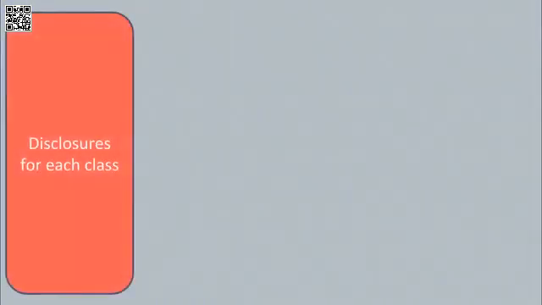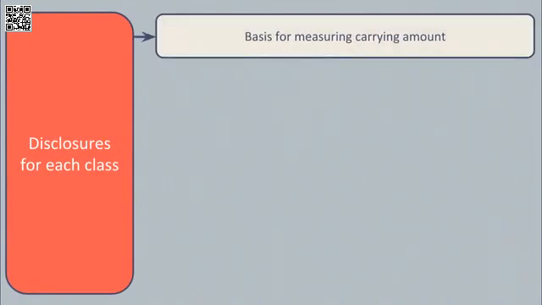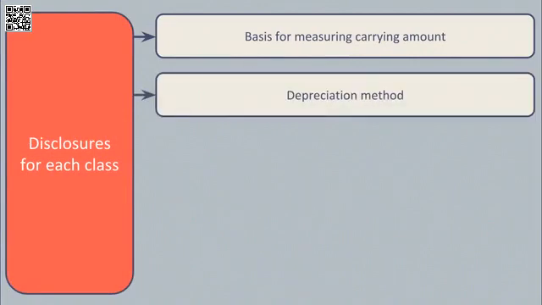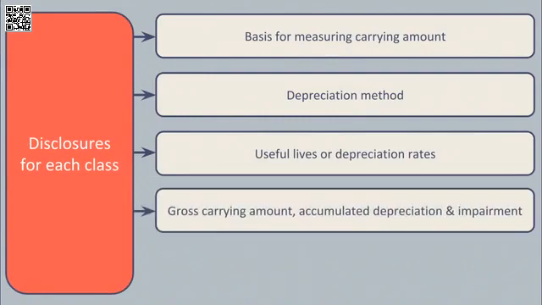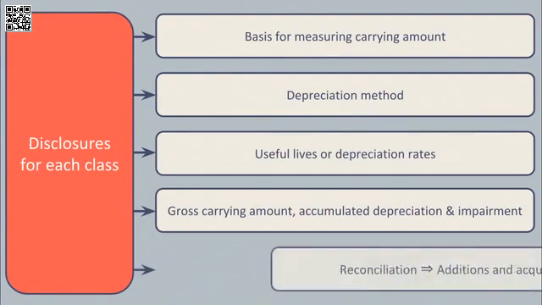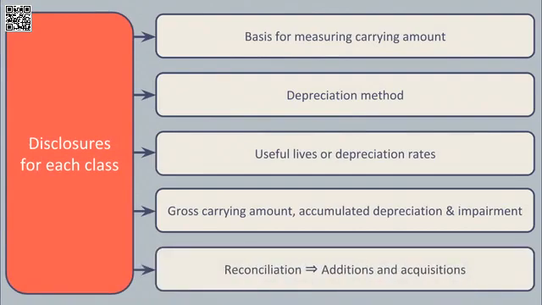As for disclosures, for each class of property, plant and equipment, the following needs to be disclosed: the basis of measuring the carrying amount, the depreciation method used, and the useful lives or depreciation rates, the gross carrying amount and accumulated depreciation and impairment losses, and the reconciliation of the carrying amount at the beginning and end of the period, showing additions during the year and any acquisitions through business combinations.